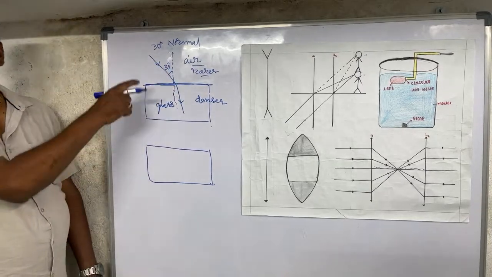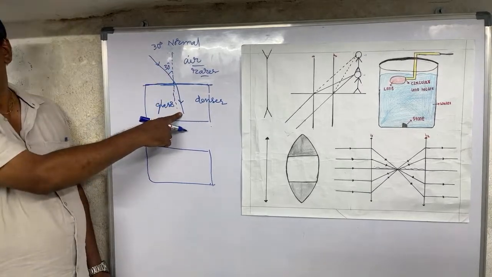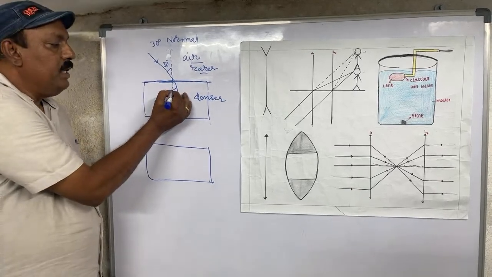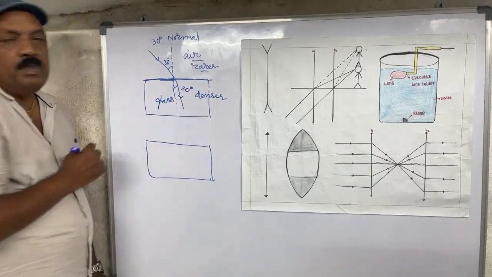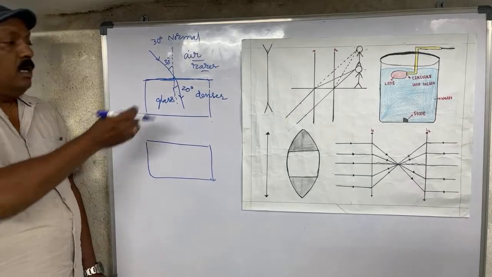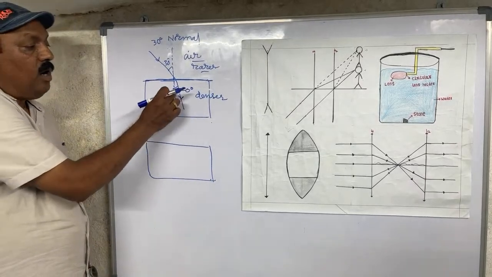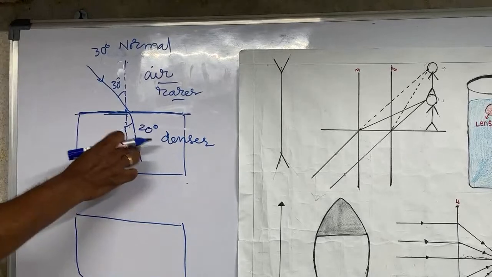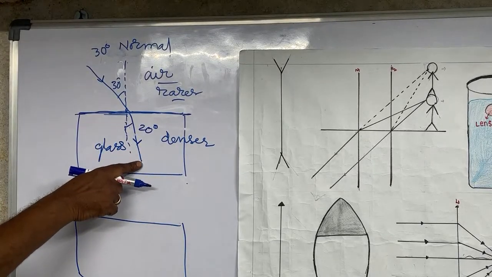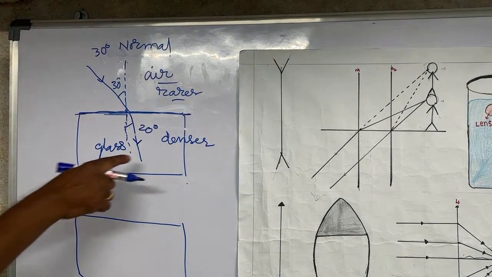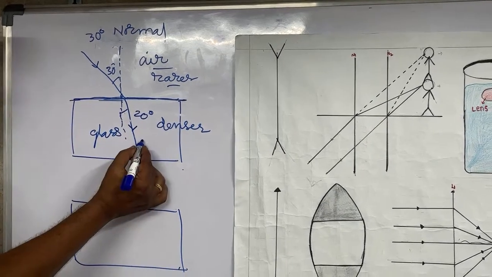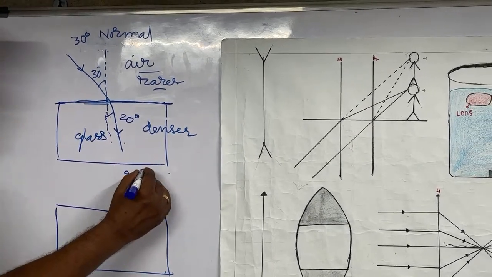This light ray, whatever light ray I am sending, has entered the glass, but the angle became 20 degrees. The angle became 20 degrees. That means the light is refracted here. Whenever the light enters the glass, you can consider this the refracted ray. What do we call it? Refracted ray.